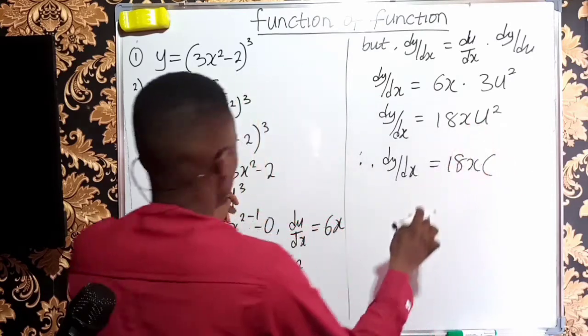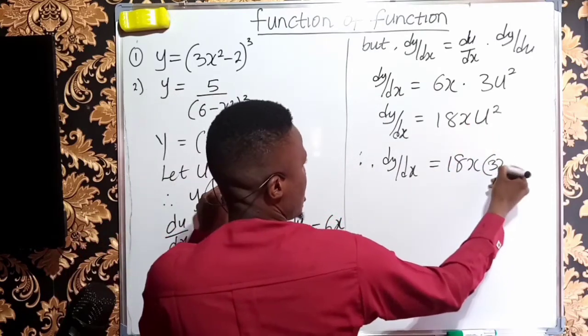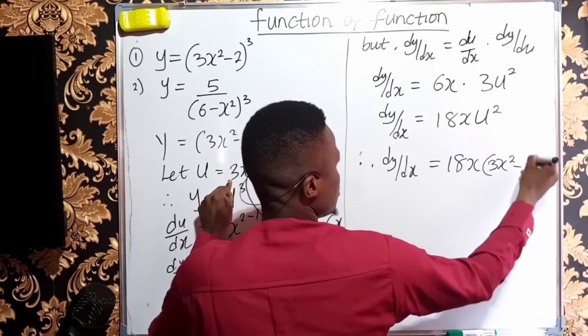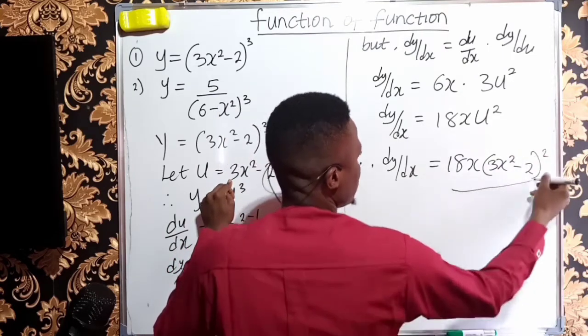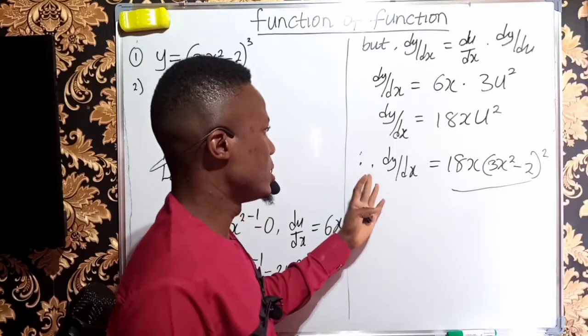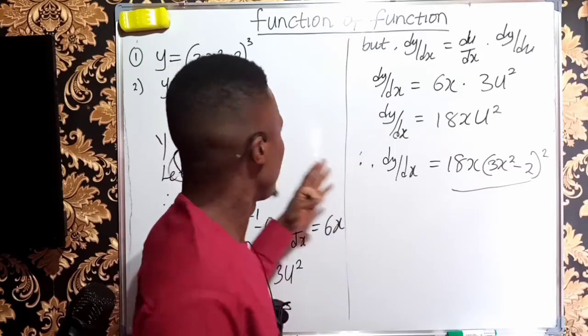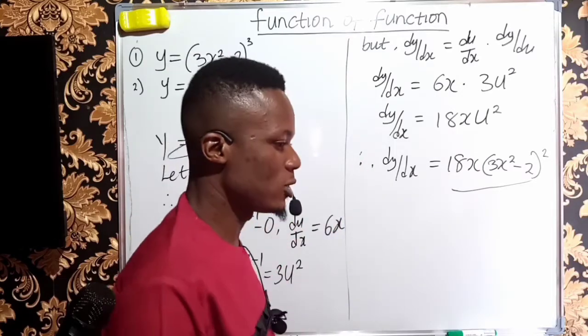Seeing u, I'll plug in 3x squared minus 2, then to the power of 2. This is now our dy/dx, the rate of change of y with respect to x.